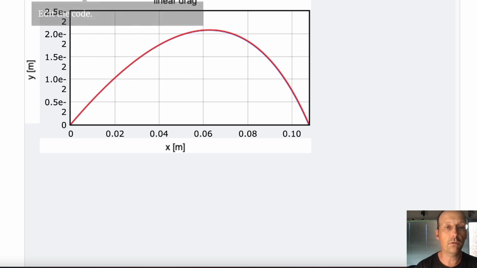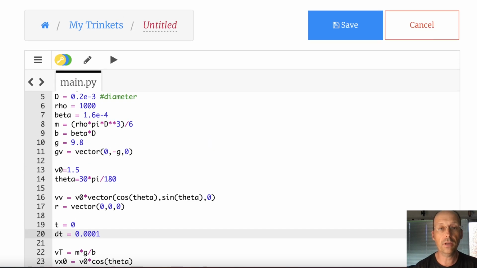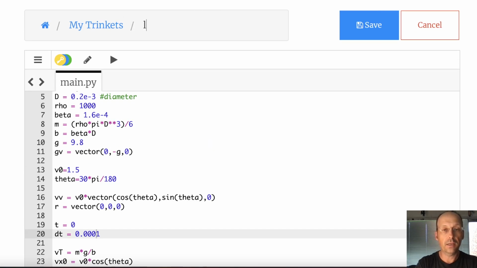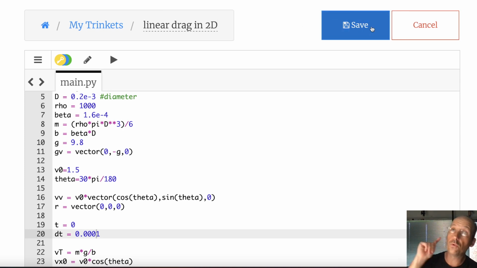Did I save the code? No, I didn't. Should I save the code? Yes, I should. Linear drag in 2D. Save. And you are going to get that code.